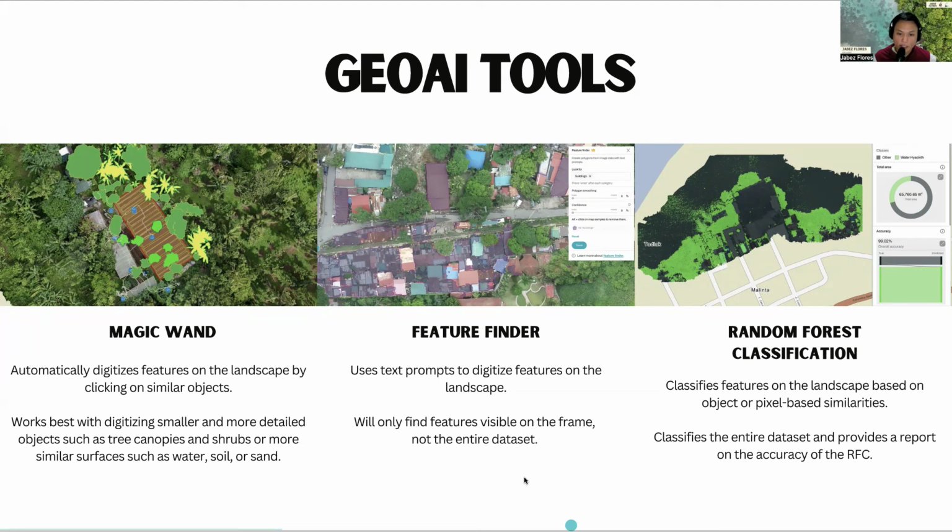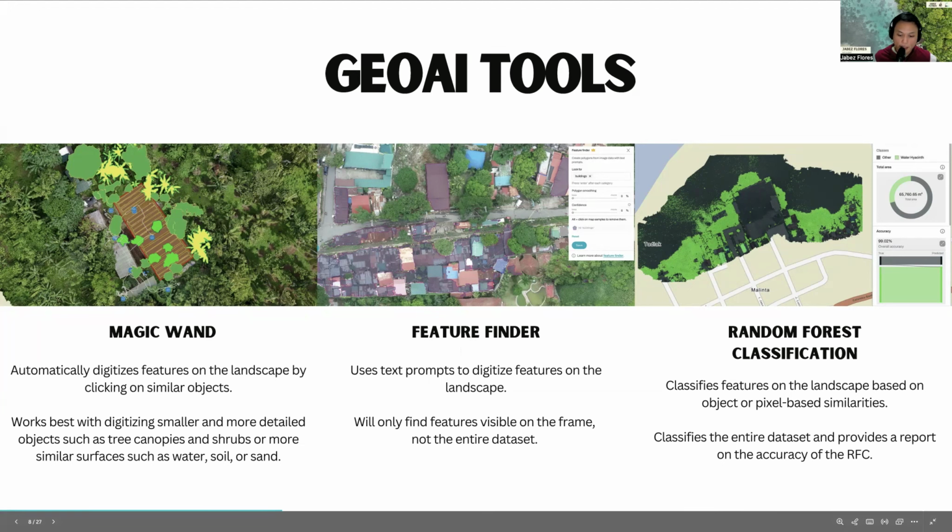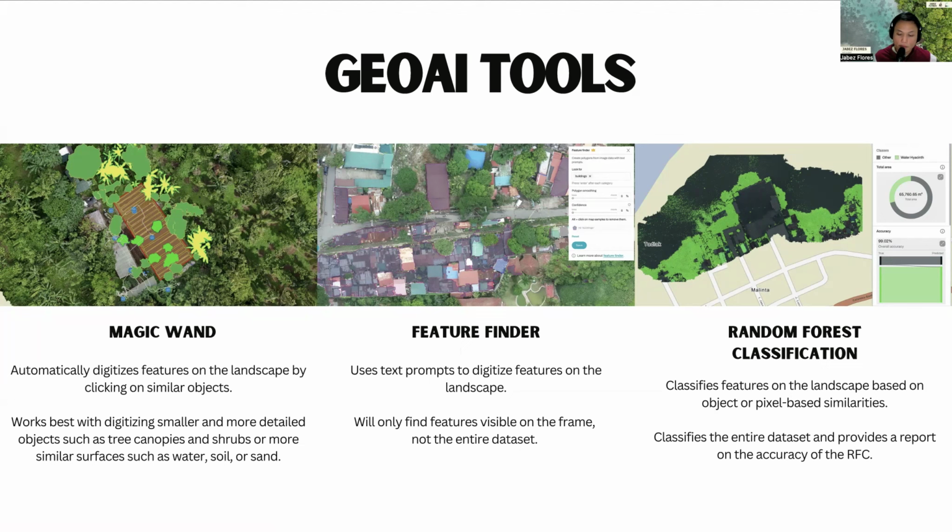Next, we have the Feature Finder tool, this one. Similar to Magic Wand, this tool digitizes features automatically. The difference is that it uses text prompts to find and digitize objects on the image. You can type trees, buildings, or cars, and it will detect these automatically. But it focuses only on what is visible in the current frame rather than the entire dataset. It's a great way to target specific areas of interest that require a high level of detail, like forest canopies or coral reefs.